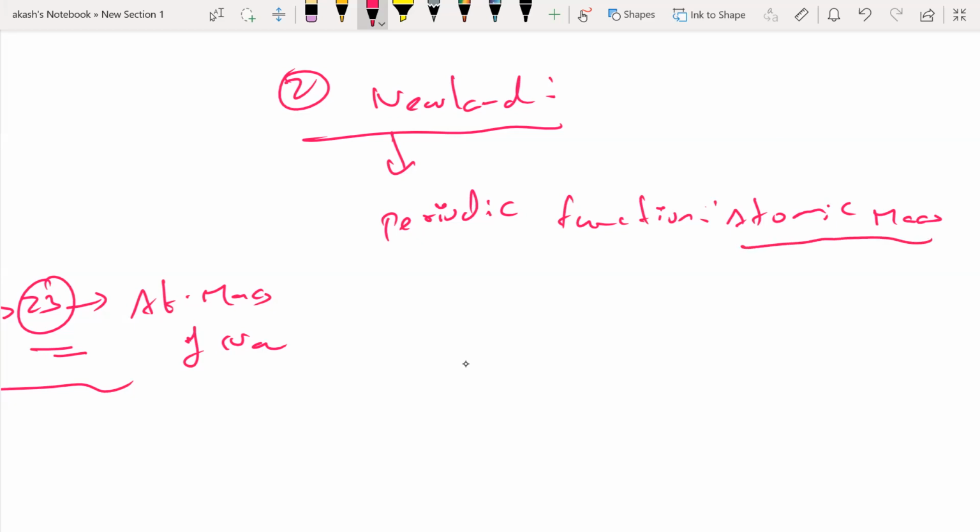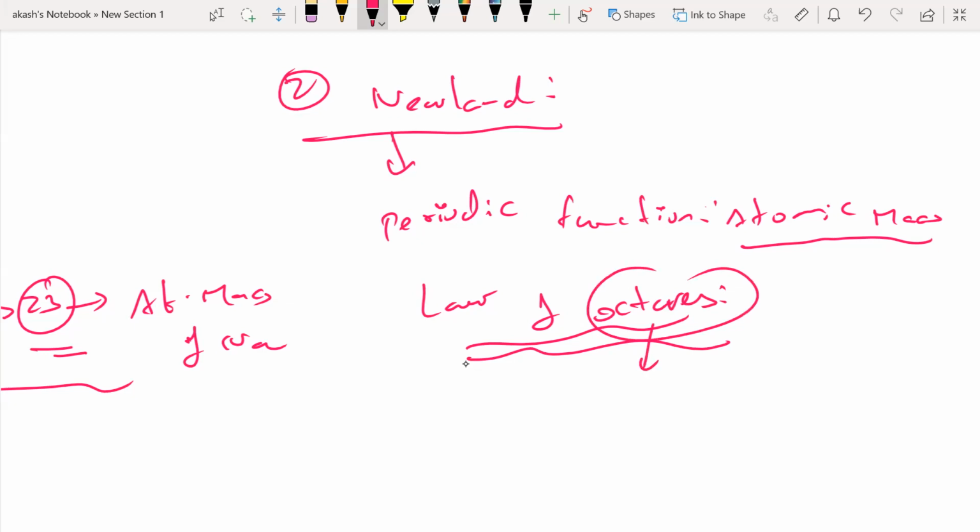We understood that it is atomic mass, but how exactly was atomic mass used by Newlands? He gave something called the law of octaves. Just as you had the law of triads, where if you take the average of the first and third, you get the atomic mass of the second element, that was the law used by Dobereiner. Newlands gave the law of octaves. These octaves are the sounds you get in Carnatic music or any musical instrument: sa, re, ga, ma. You'll have 8 notes, the notes in music.